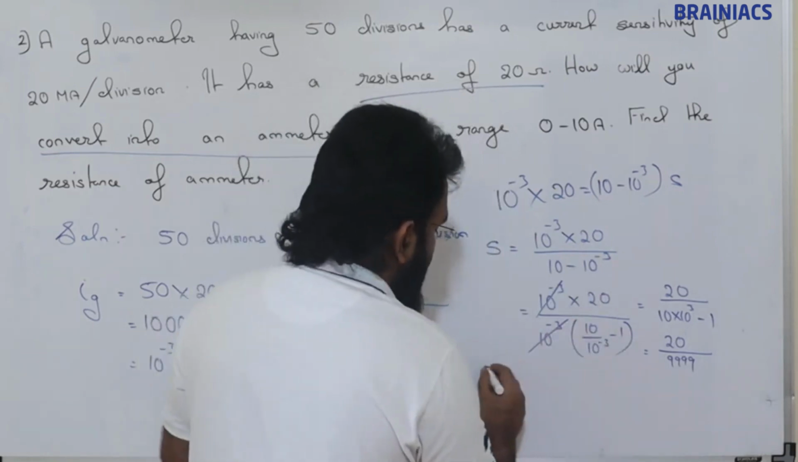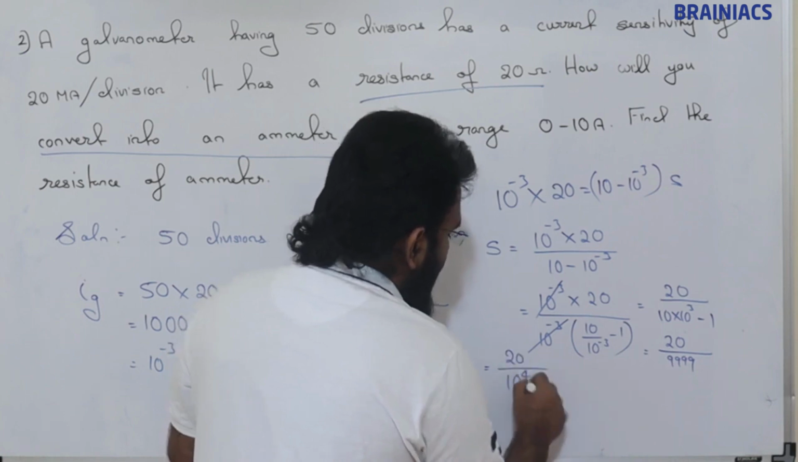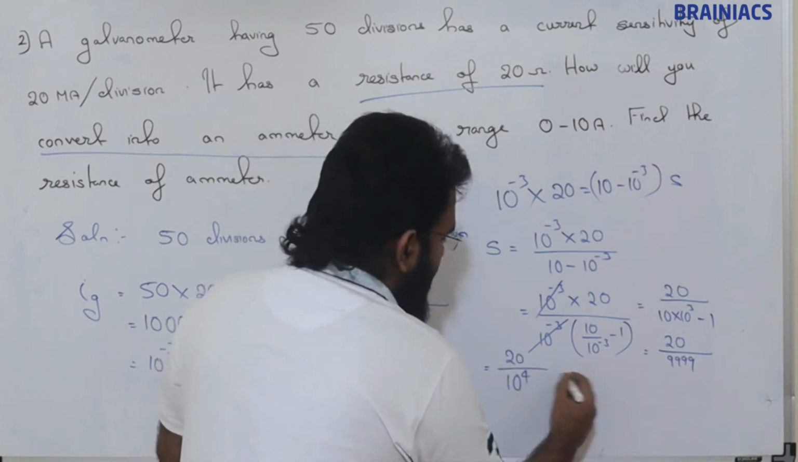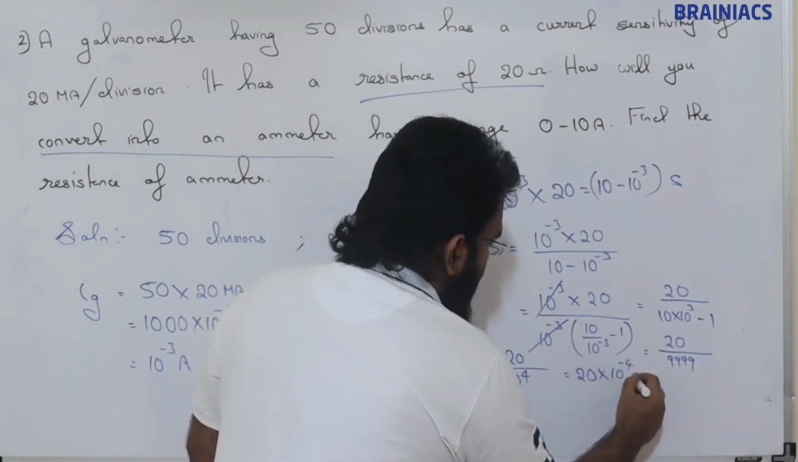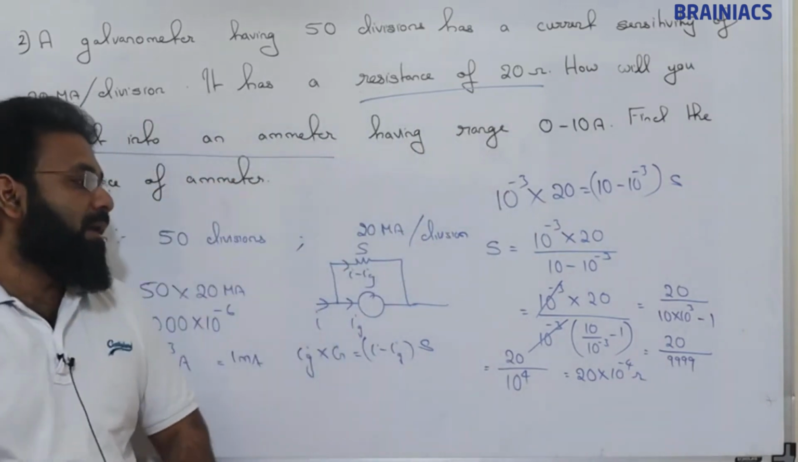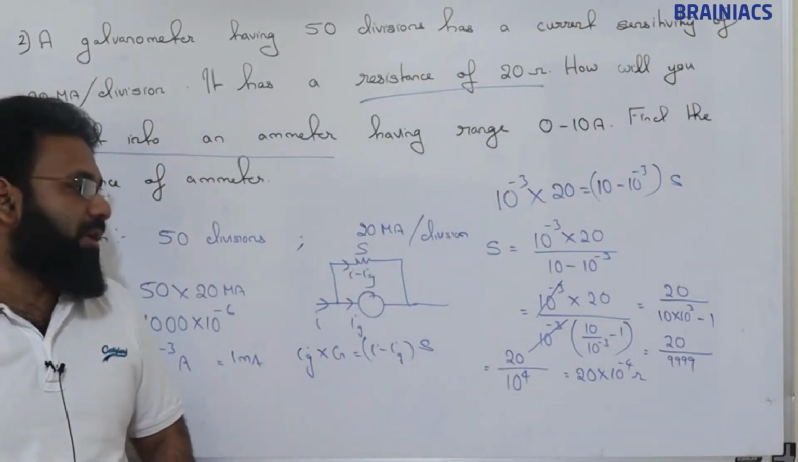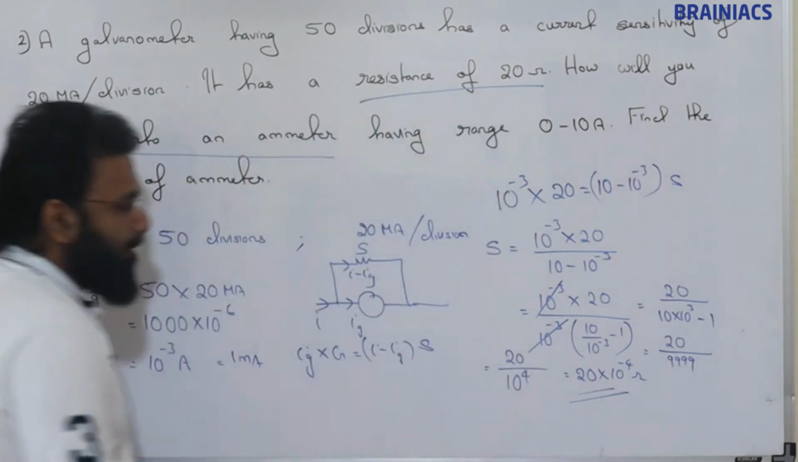No change, nothing is going to happen. So 20 by 10 raised to 4. So this is going to be 20 into 10 raised to minus 4 ohm. Such a small value of resistance we will have to connect as a shunt. So this is the shunt resistance. Clear?